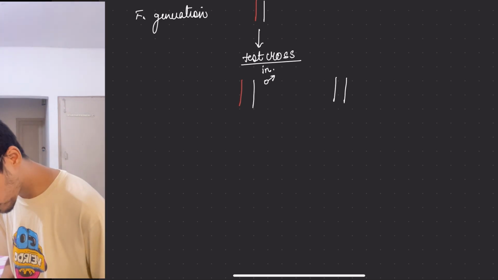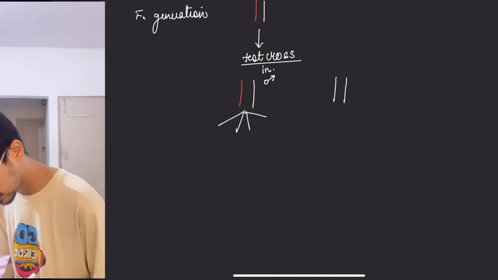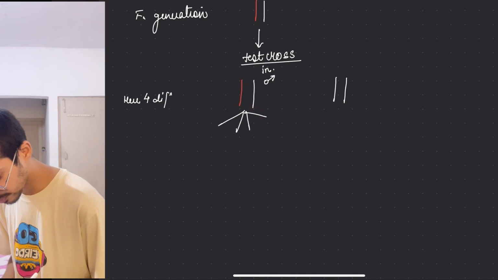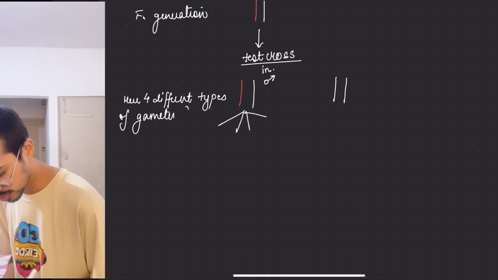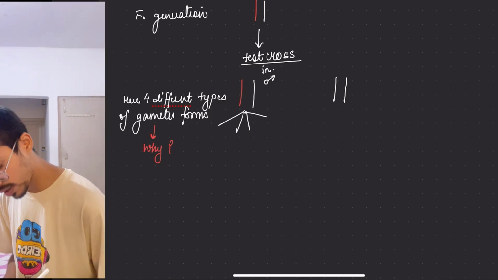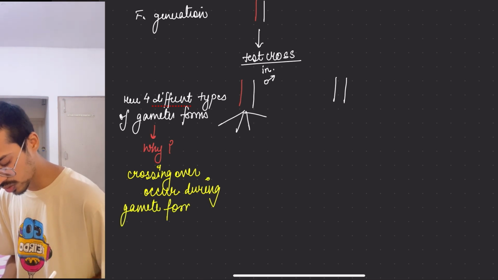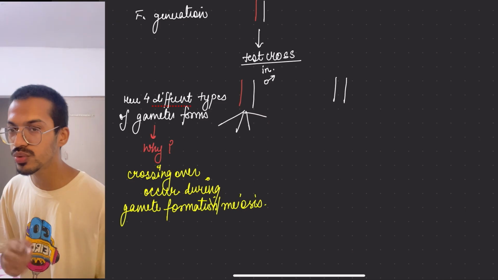So what happened? 4 different types of gametes form. Normally there will be only 2 types of gametes, but here 4 different types of gametes form. The question is why? Because in this case, crossing over occurs during meiosis, or gamete formation, whatever you want to call it. So which leads to what? It leads to newer combinations forming.